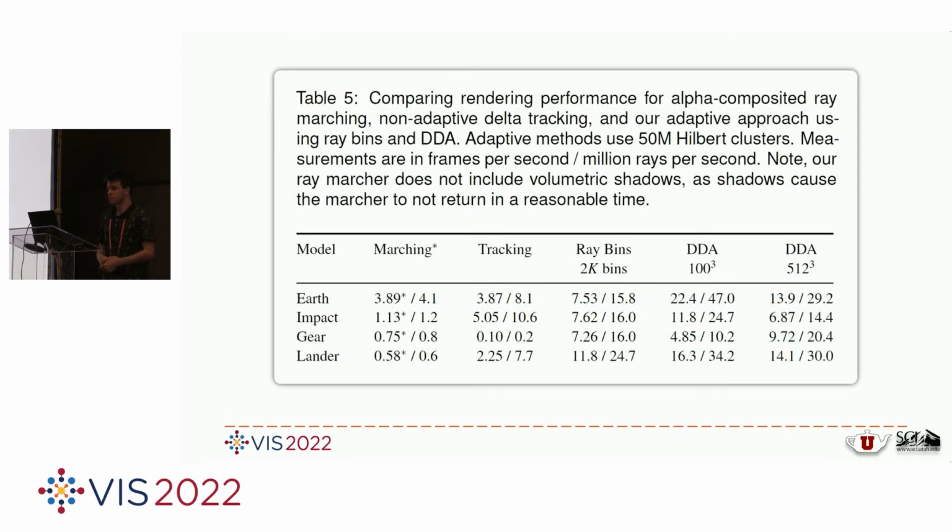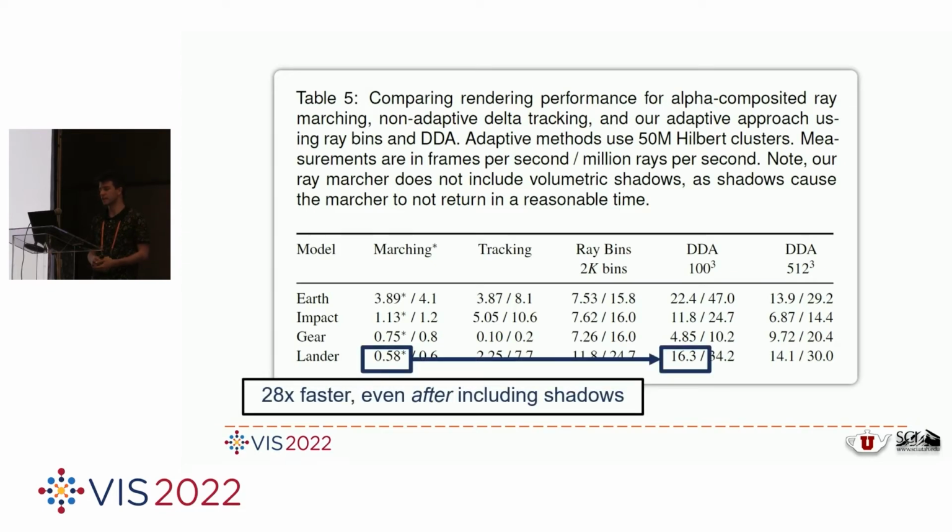In terms of rendering performance, we see pretty dramatic improvements by moving from a ray marching approach to delta tracking, an adaptive delta tracking method. For example, in our landing gear data set, or on our Mars lander data set, we struggled to hit 1 frame per second, and that's without shadows with a marching approach. But when we move to delta tracking, we can amortize that sampling expense over time, and we go up to 16 frames per second. That's about a 30x improvement to rendering performance.